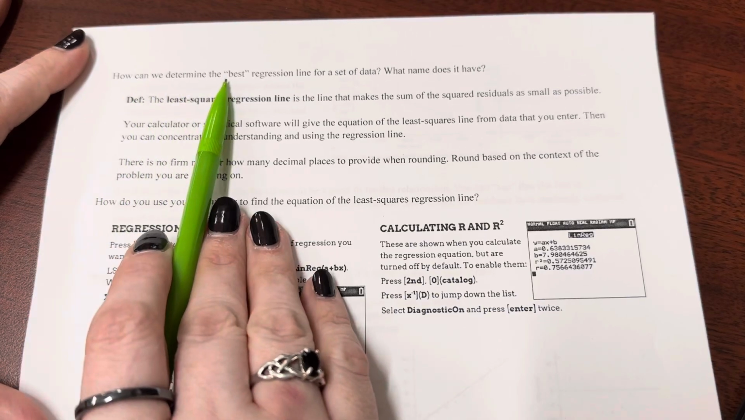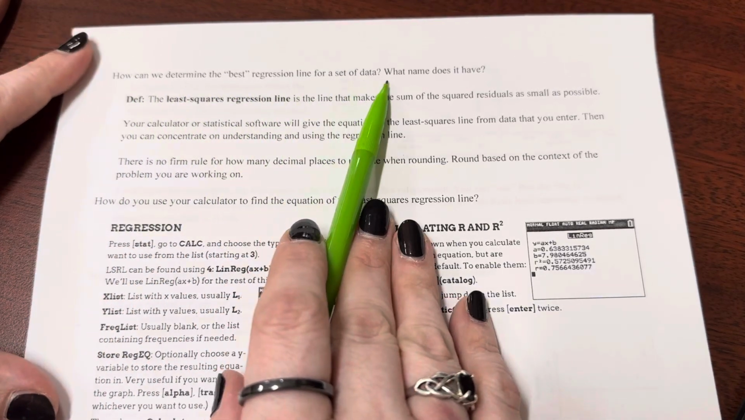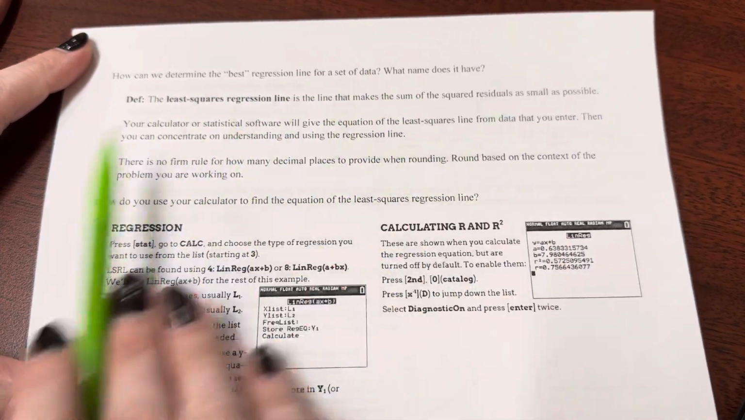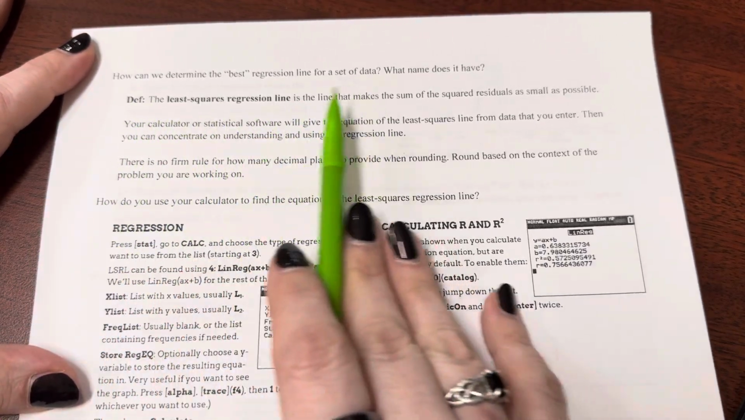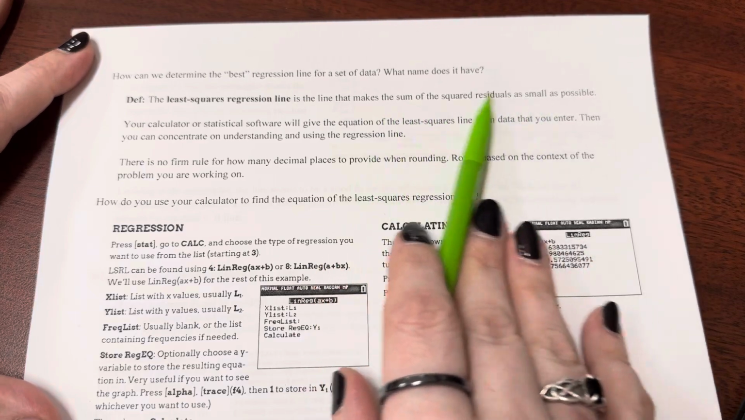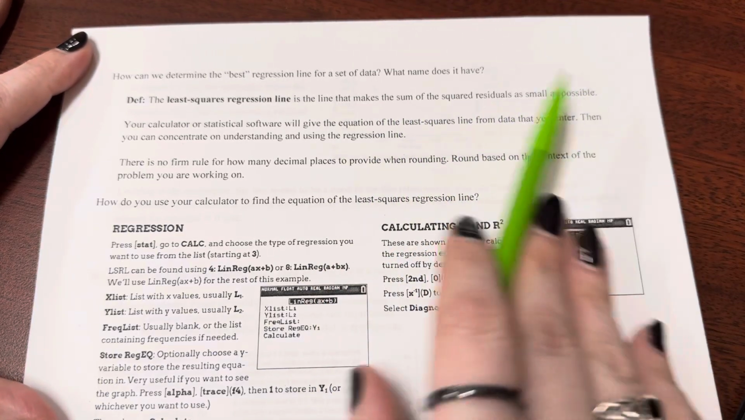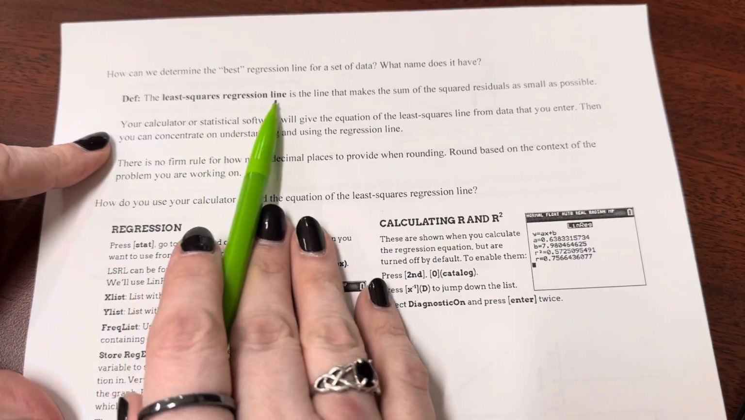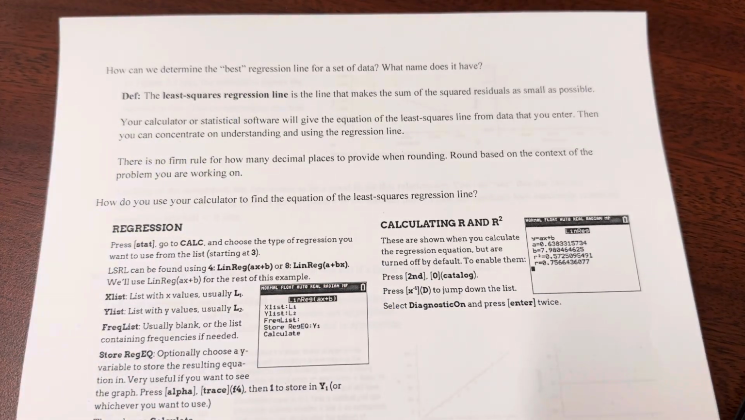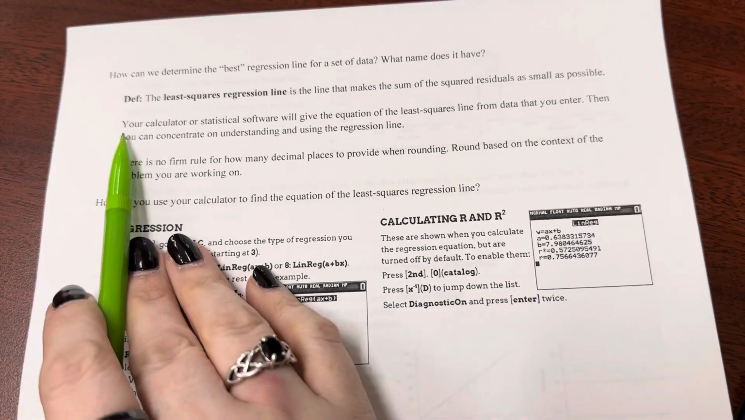So how can we determine the best regression line for a set of data? And what name does it have? All right, so for the definition on this, the least squares regression line is the line that makes the sum of the squared residuals as small as possible. It's why it's called the least squares. And it's called a regression line because regression is actually going backwards from all of the data that you have and calculating the specific parameters that you need to be able to represent that data. So it's a way of working backwards.